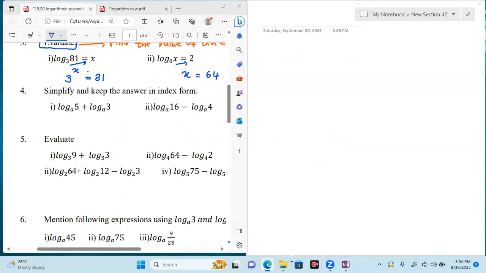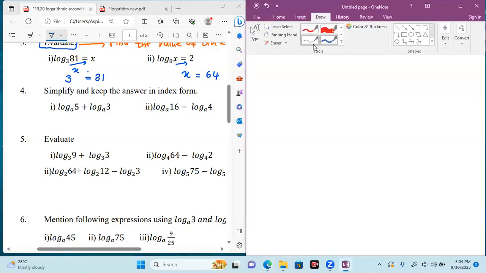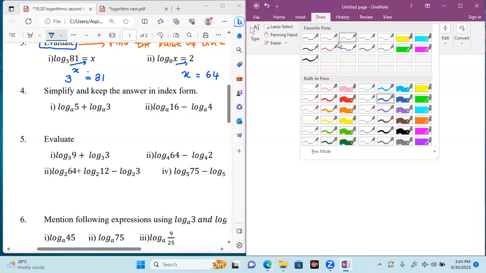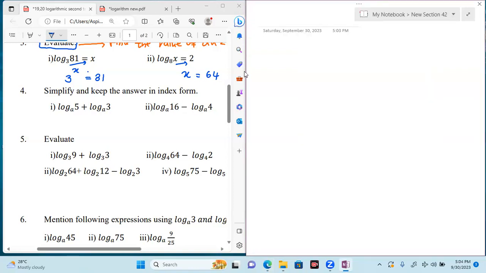Okay, I think you can see my screen, both of the two screens. You can identify the fourth question. You have to simplify this log expression and keep the answer in index form.